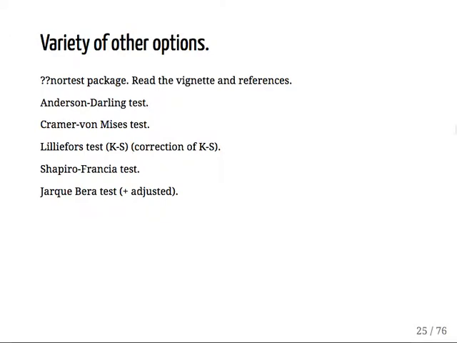There's a variety of other options which you should just know exist. If you want to toy around, there are all sorts of other ways statisticians have devised to test whether your data is normal or not. Most of this is just for your reference, and you can read from the nortest package that you have something called the Anderson-Darling test. You have the Cramer-von Mises test.